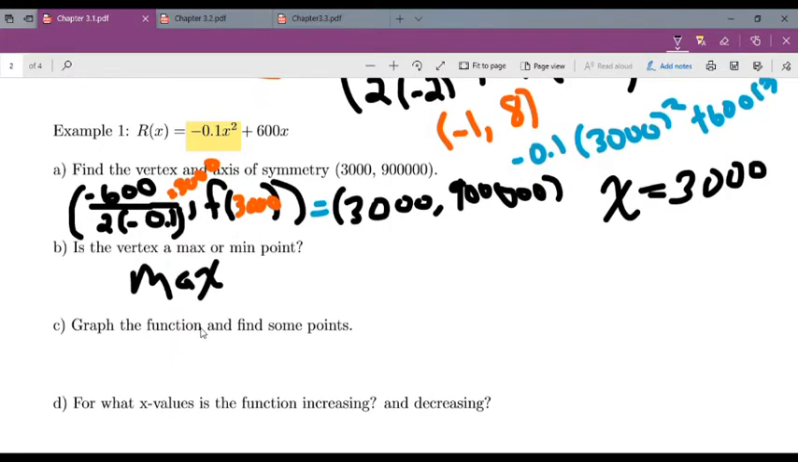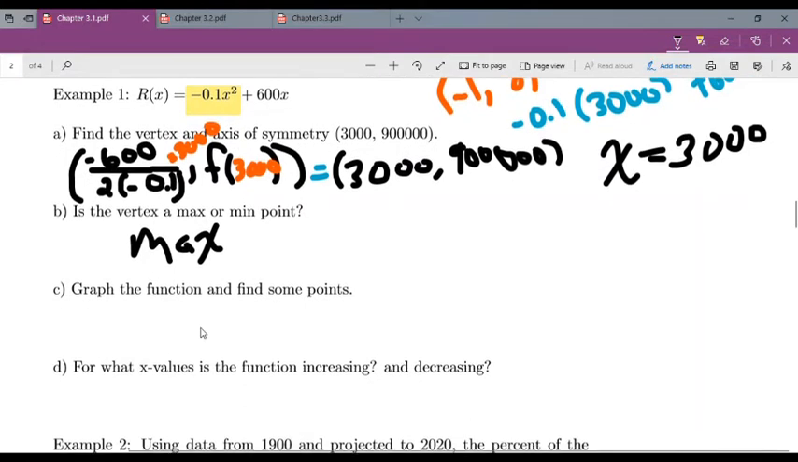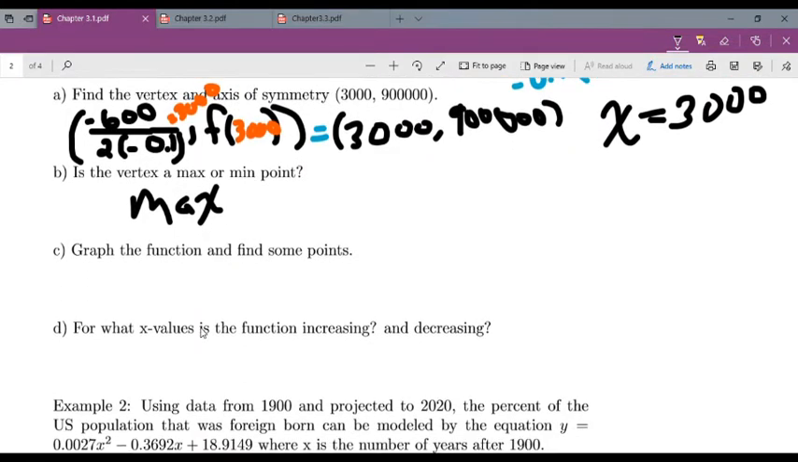Okay. Graph the function and find some points. We'll go over to the calculator to do that. D says, for what x values is the function increasing and decreasing. So let's take a minute to go over to the TI. We'll graph the function, and then we'll look at the values where it's increasing and decreasing.